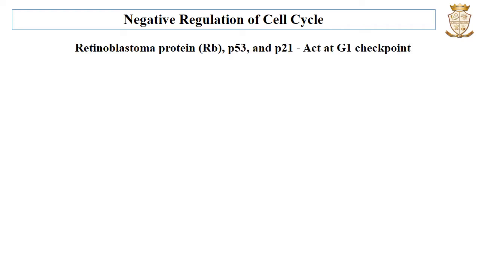So, coming to the negative regulation of the cell cycle, the second group of cell cycle regulatory molecules are negative regulators. They halt or stop the cell cycle. Examples of negative regulatory molecules are retinoblastoma protein RB, P53 and P21. These molecules act primarily at the G1 checkpoint.